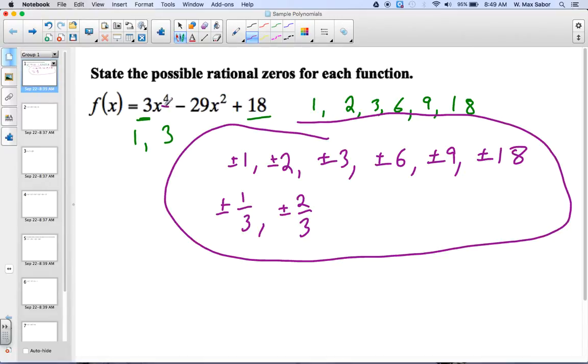Now, because of the degree of the polynomial, we know that it can only have up to 4. But counting them, there are 16 possible rational zeros.